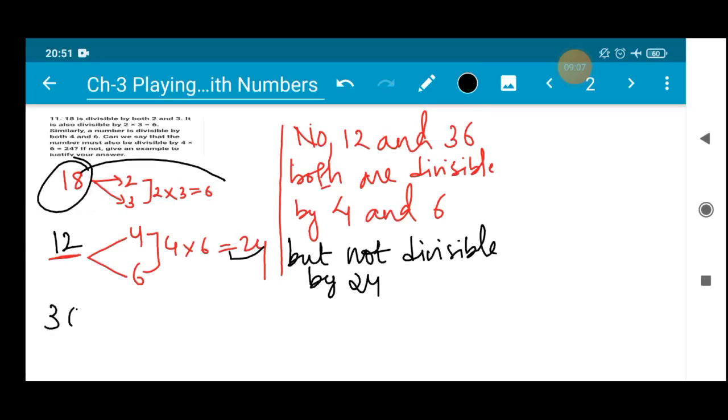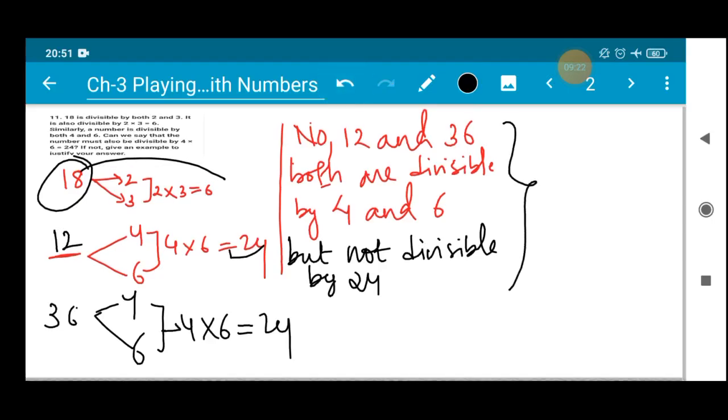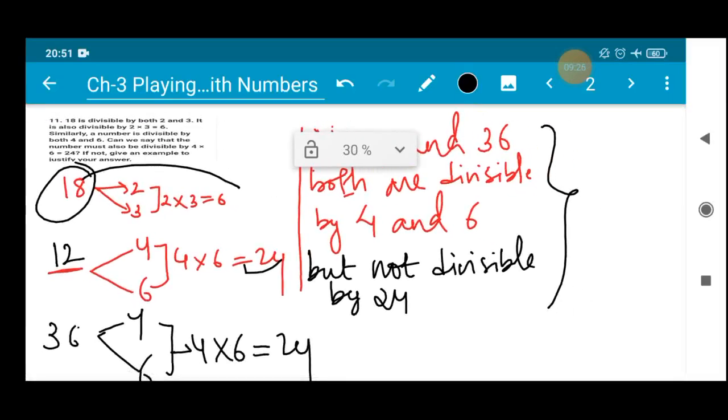Similarly, if I take the example 36, both 4 and 6 can divide it, but can the multiplication of 4 into 6, that is 24, divide 36? No, not possible. That's why the statement is wrong, and I have given the example also. The hint is in front of you all. Okay, so I hope you have understood this.